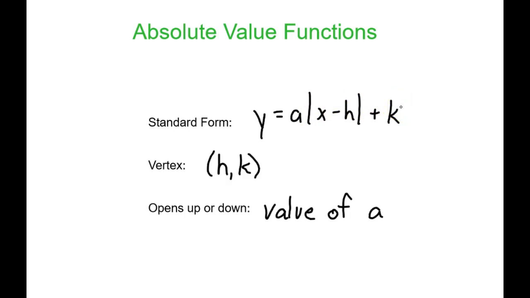The vertex, just like the quadratic equation, is going to be the ordered pair (h, k). And then to determine whether it's going to open up or down, again, that's looking at the value of a out in front. If a is positive, the graph opens up. If a is negative, then the graph is going to open down.